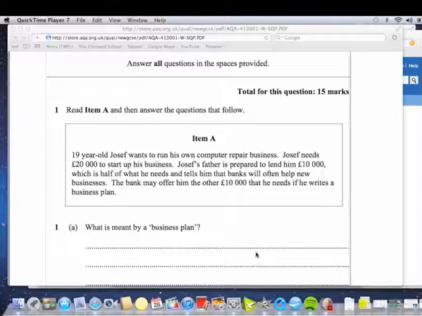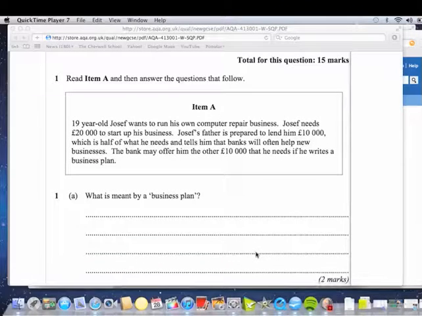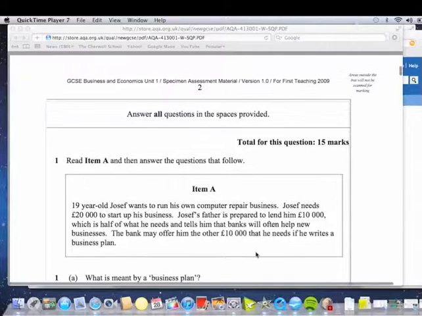It's important maybe just to get a feel for what this paper's about. You've got 3 questions. Each one starts with a bit of data, like you've been practicing in your textbooks. So we've got here item A, 19-year-old Joseph runs his own computer repair business, needs £20,000 to start up his business. Joseph's father is prepared to lend him £10,000, half of what he needs. The bank's prepared to lend some money. Bank may offer £10,000 if he writes a business plan. So we've got a little bit there of finance as an exam question, and also starting up a business.